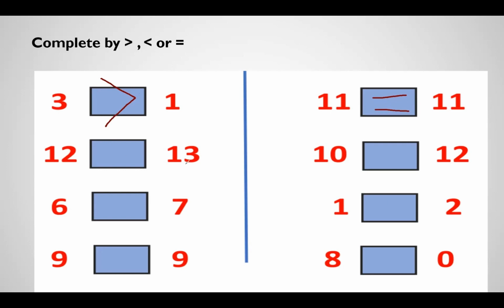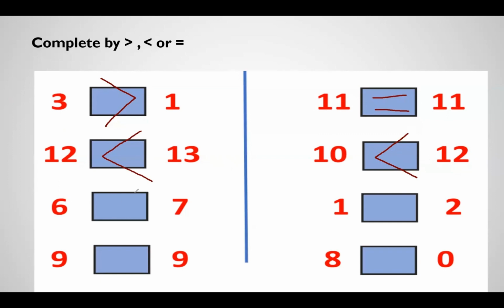Here's 12 and 13. What we are going to eat? Yes, we will eat number 13. And how can we read it? We are going to say 12 is less than 13. So 12 is the small, so you'll say 12 is less than 13. Next, 10 or 12, what we are going to eat? Yes, we will eat number 12, or the mouth of the alligator will eat 12. And again, we can read it as 10 is less than 12.